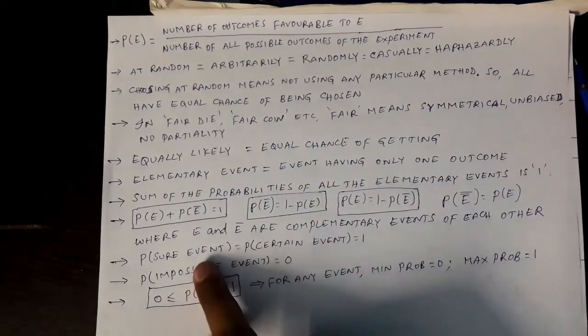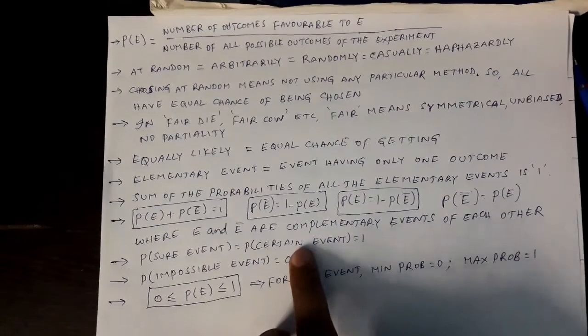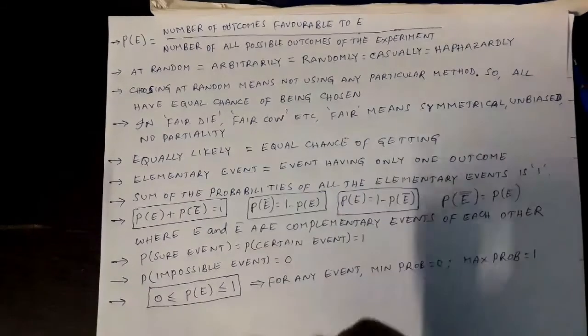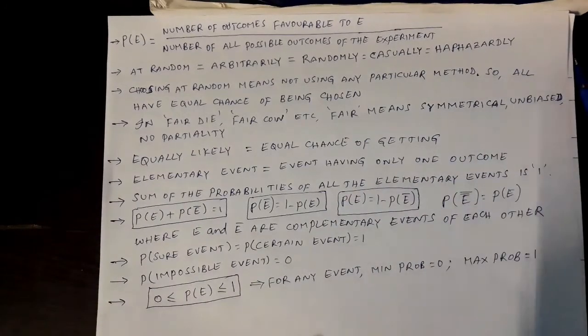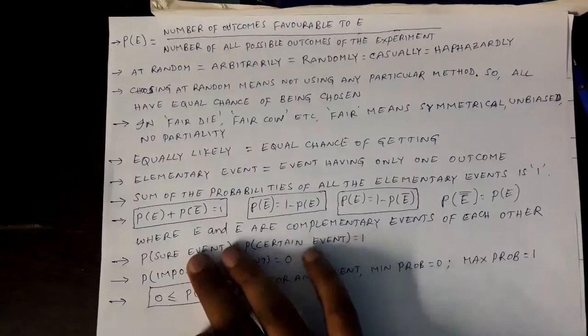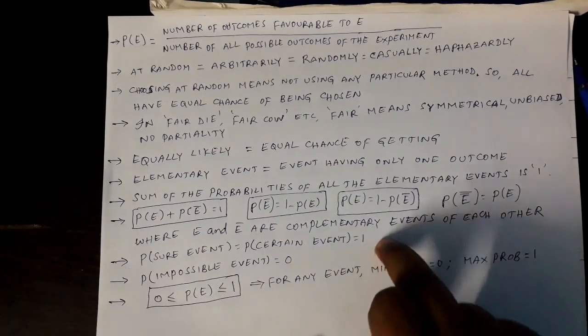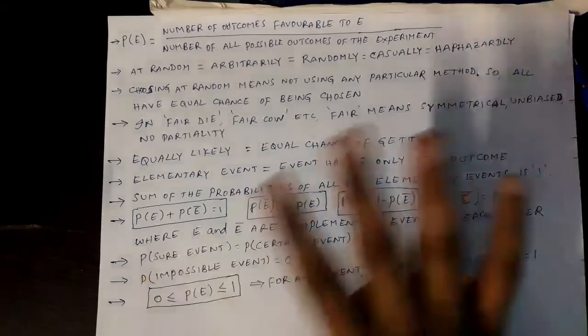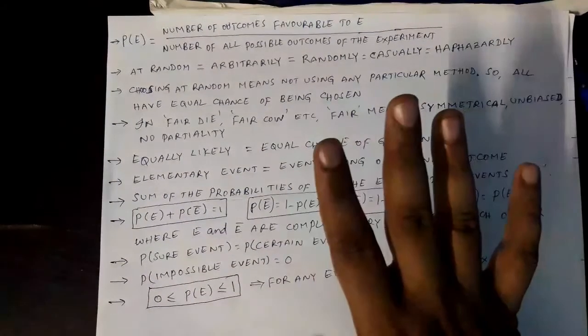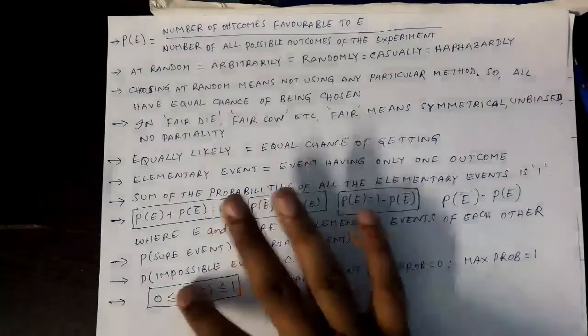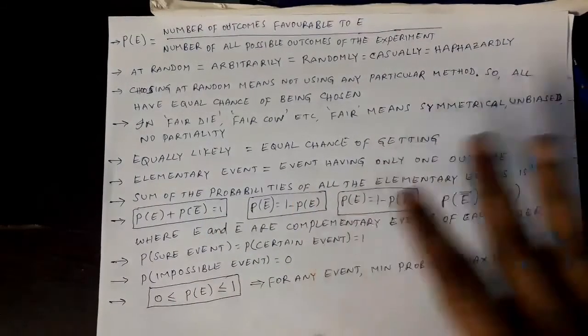In the same way, we have discussed this also. Sure event, certain event. What is a sure event? The chance of that event to happen is 100%. So what is the probability for a sure event? 1. The probability for a certain event is 1. What is an impossible event? The chance of getting that event is 0%. That type of event is called an impossible event, and the probability of an impossible event is 0.